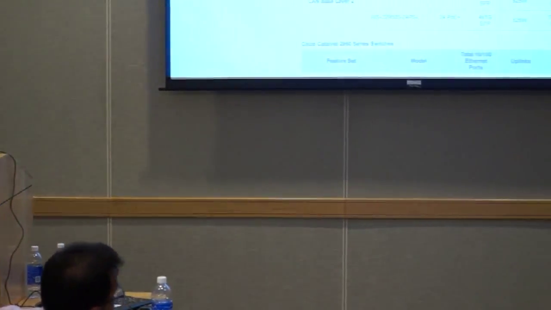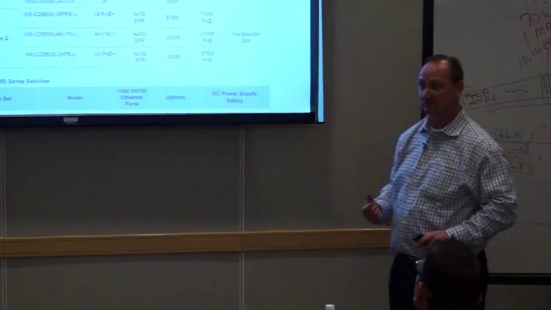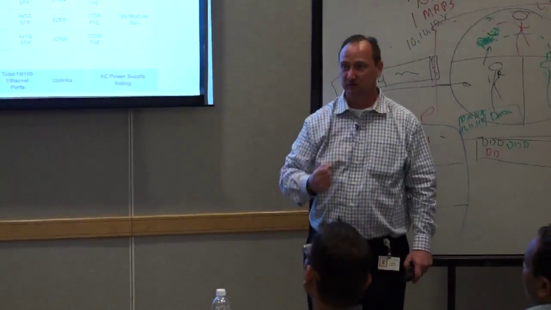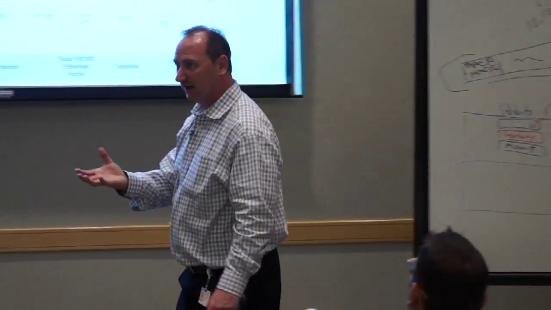Notice that these probably don't have redundant power supplies. There's only 1 power supply in this, and it's a fixed power supply. What happens when the power supply goes out here? So this is the lowest end of the Cisco switches. Layer 2 only, it can assign VLANs but can't route between them.